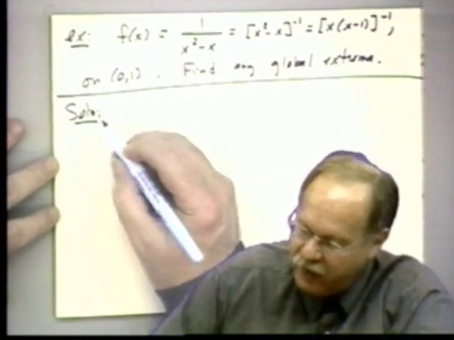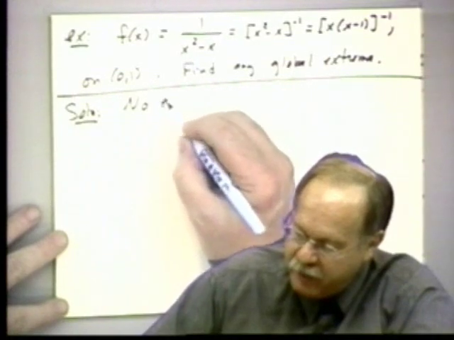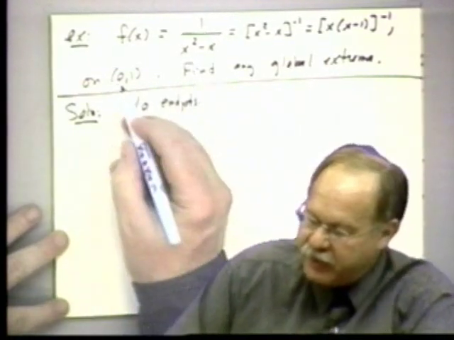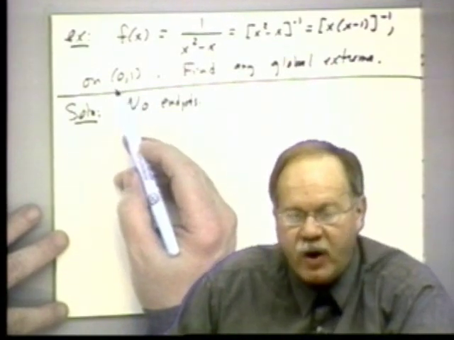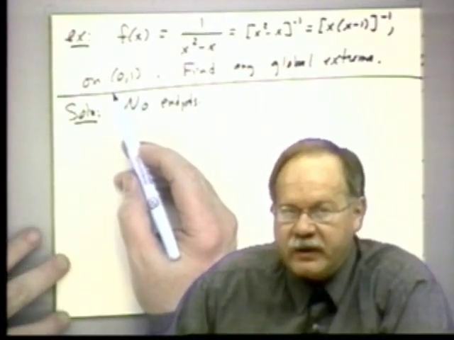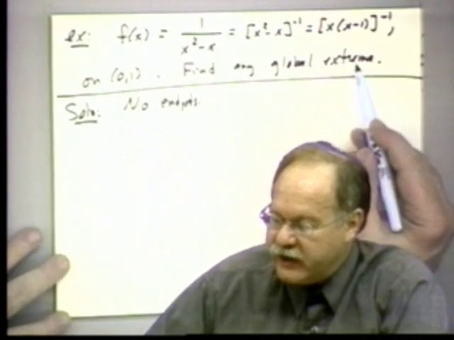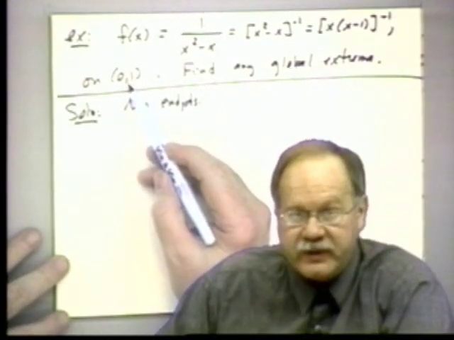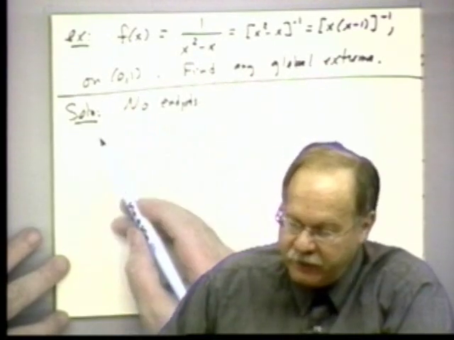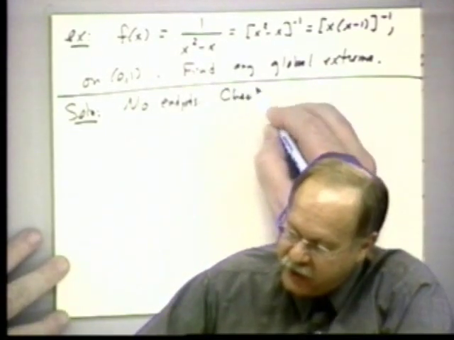Solution. Well, the first thing is there are no endpoints. The endpoints 0 and 1 are not part of this interval. So there are no endpoints to check. Where else can global extrema occur? Well, they occur at exactly the same places that local extrema occur, which are critical points of the function in the interval. So we check critical points.